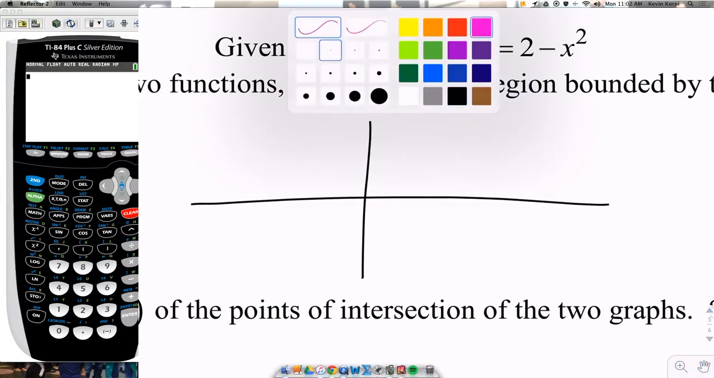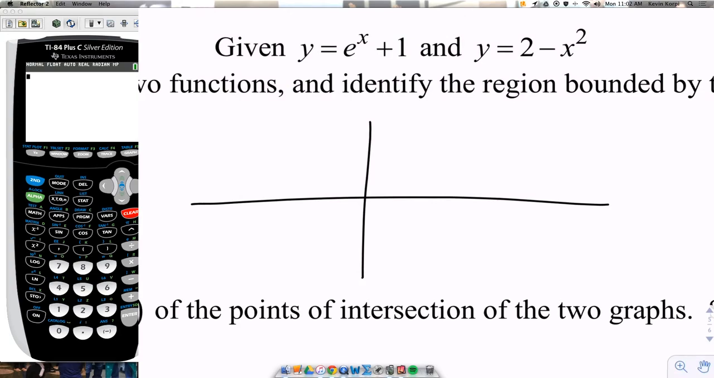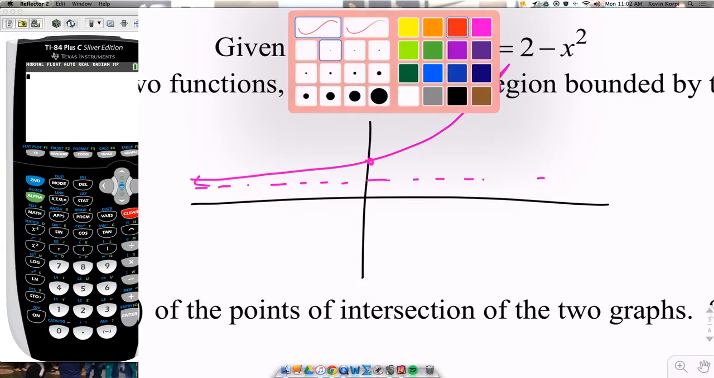Now, I'm not going to be there to stop you from going right to the calculator, but whatever. E to the x plus 1. What does the plus 1 do? Shifts it up 1. So there's the horizontal asymptote at y equals 1, and it's still monotonic increasing, looking like that. Passes through the point 0, 2. Ooh, 0, 2, right? That's what I said.